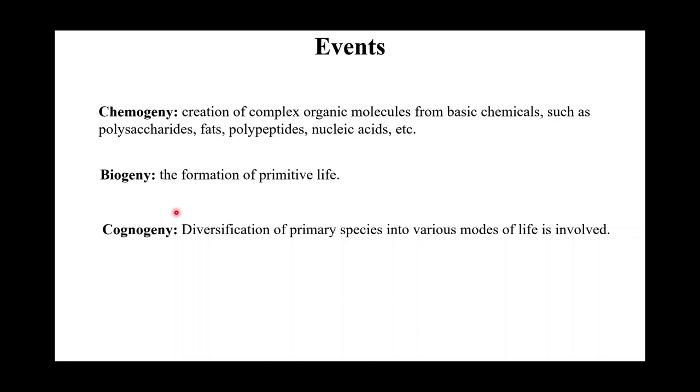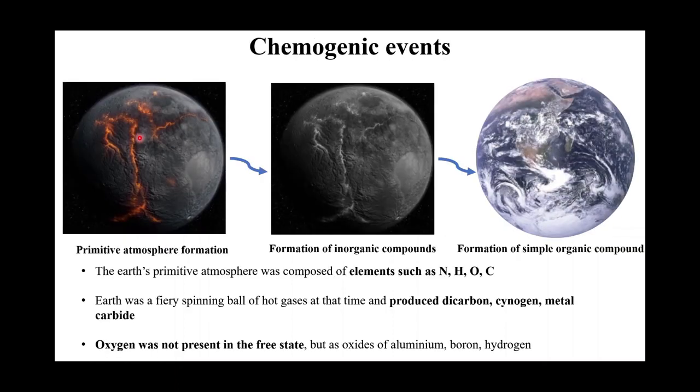So we'll go over how the chemicals started forming first of all. As you can see on the leftmost picture, this is the first step of Earth's formation. The Earth is a boiling mass. You have all these elements: nitrogen, hydrogen, oxygen, carbon present in the environment, but they are not able to react with each other because it's way too hot for them to do anything. So Earth was here a fiery spinning ball of hot gases, and they had dicarbon, cyanogen, and metal carbide. Oxygen here was not present in free state, but was present in the metals which were there. So aluminium oxide and boron oxide were present like this.